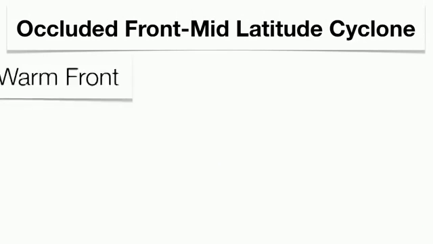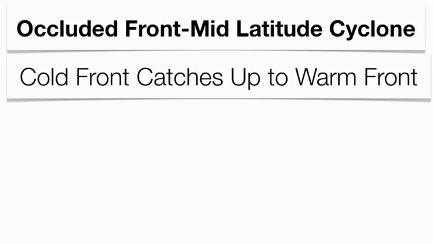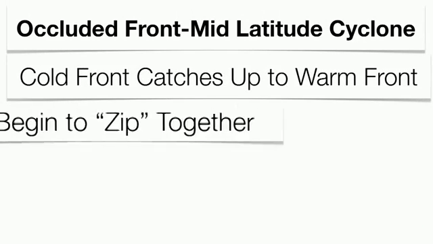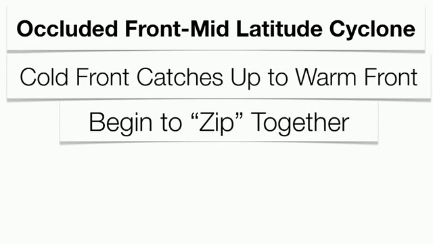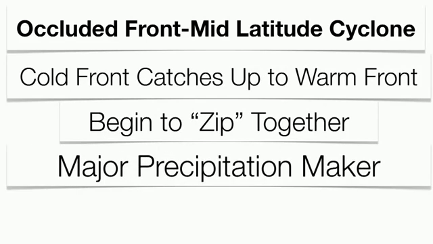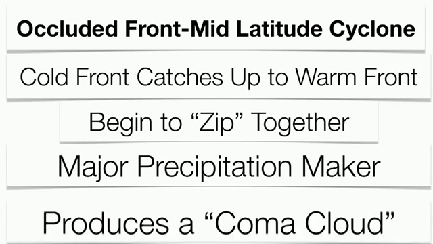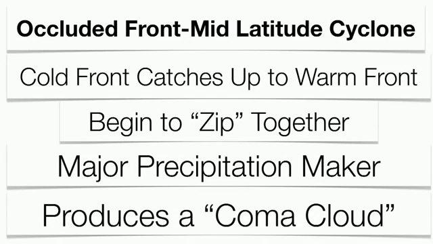Occluded fronts, or your mid-latitude cyclones, are where your cold front and warm front actually meet up with each other and merge together, they zip together. You are going to get major, major precipitation with these types of storms. When you look at a satellite image, you're going to notice a mid-latitude cyclone because of the classic comma cloud.